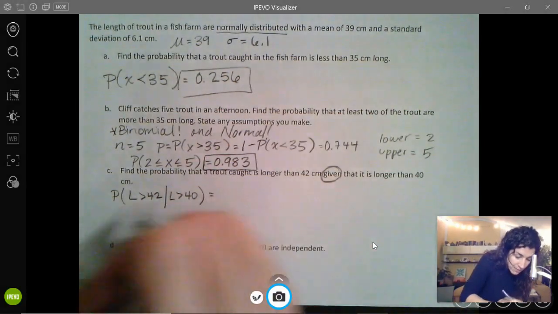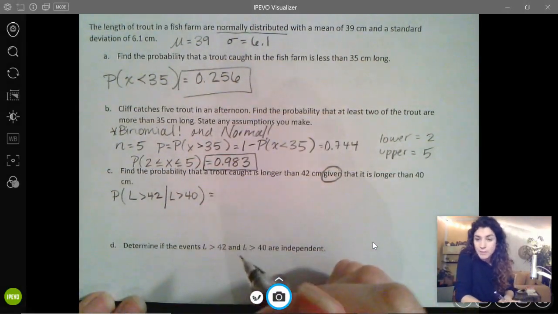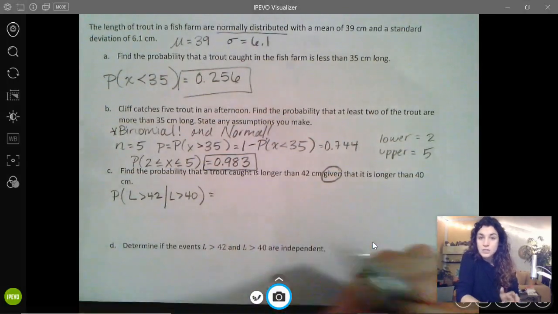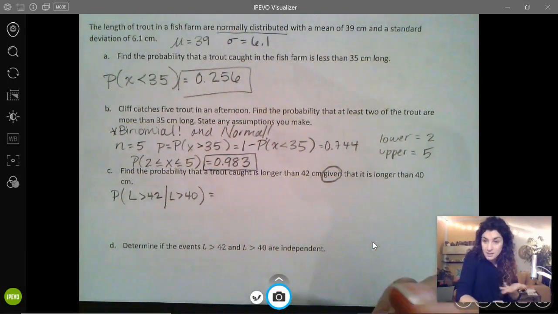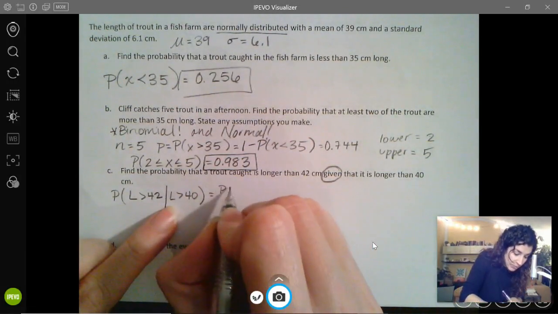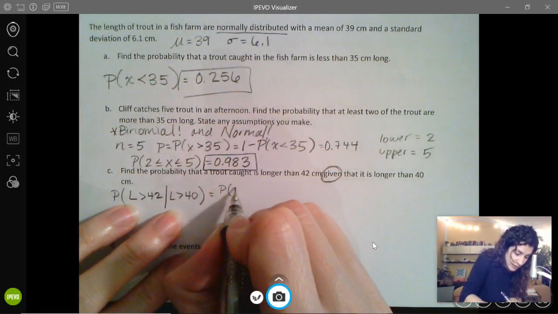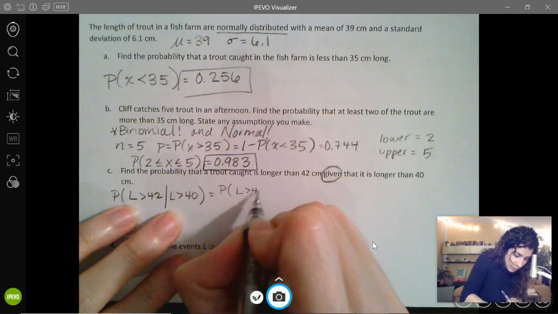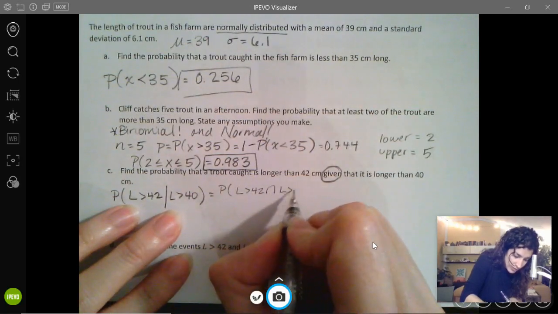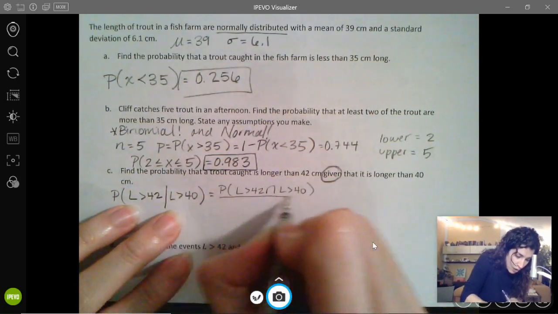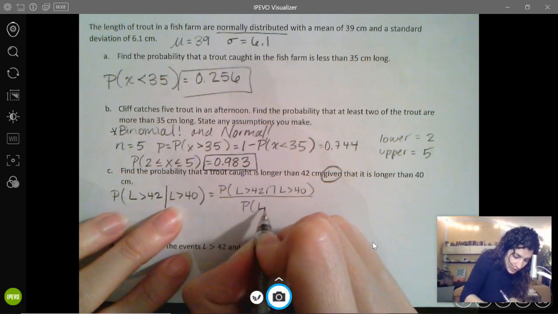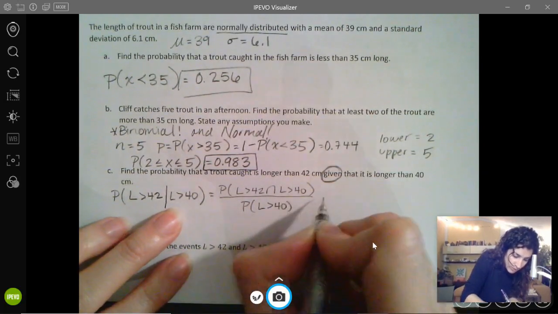So the way that we calculate given or conditional probability, it's in your formula packet. So if you still can't remember this, it's there, it's given to you. The probability of given is at the intersection of these two. So the probability that the length is greater than 42 and the length is greater than 40, all divided by the probability that the length is greater than 40.